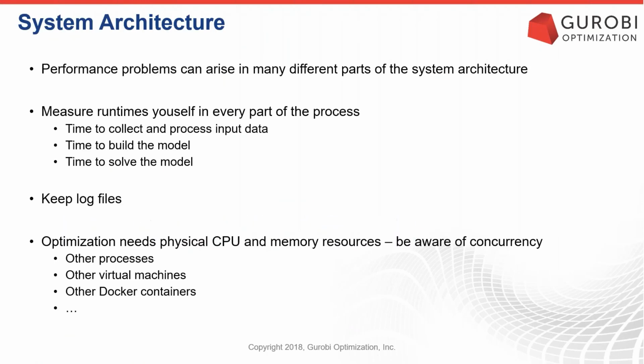It starts already in the system architecture. The whole architecture of your software system, within the hardware and the software, can contain a lot of performance issues. The most important message here is to find out where you actually can improve performance. It is very important to measure runtimes, not only in the beginning, but in every part of the process.